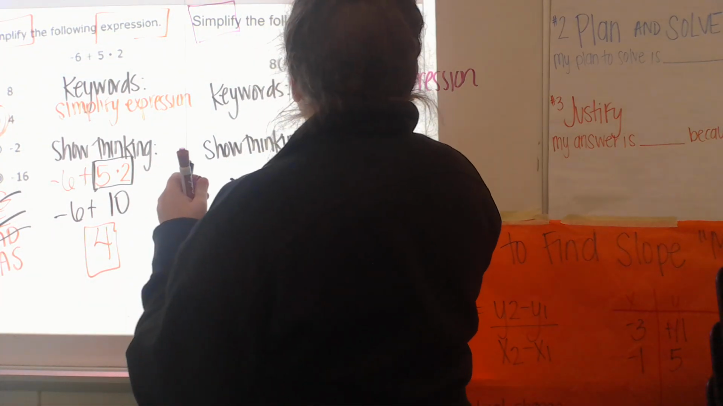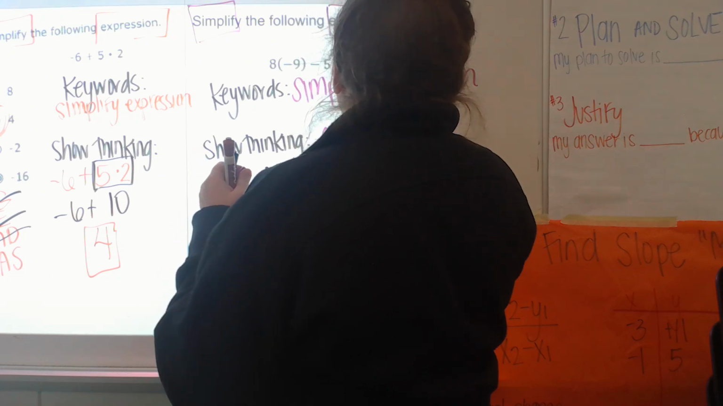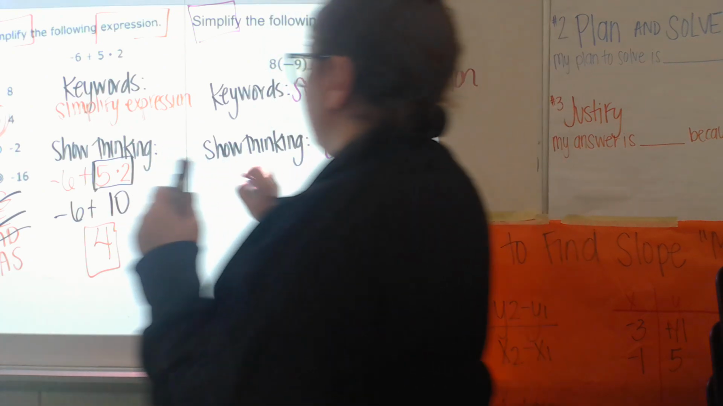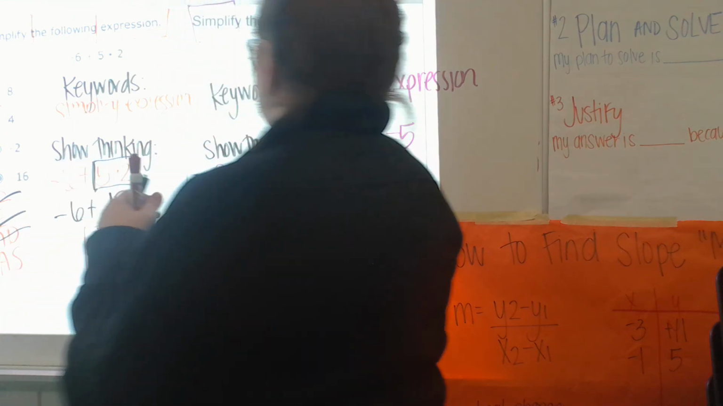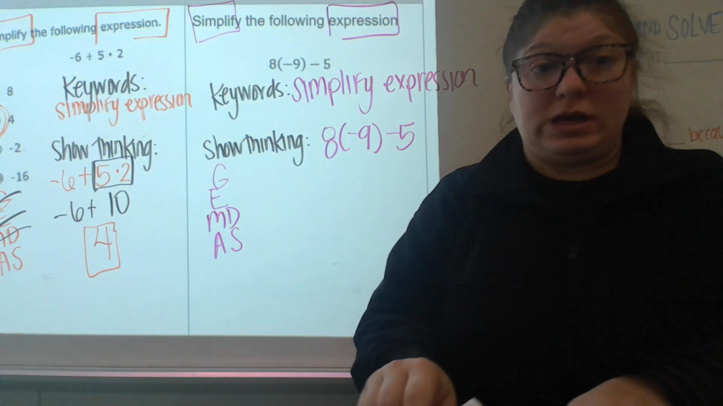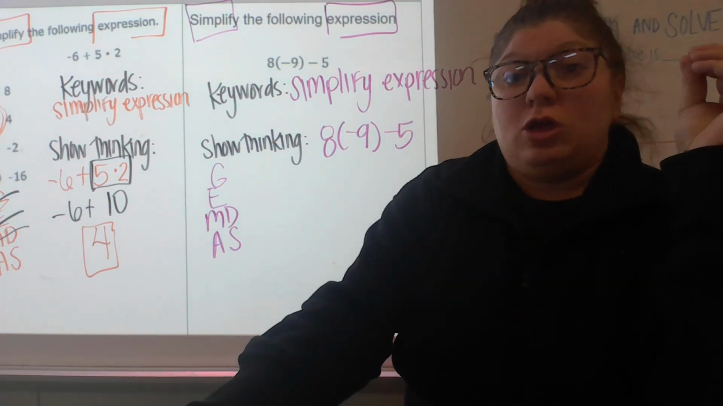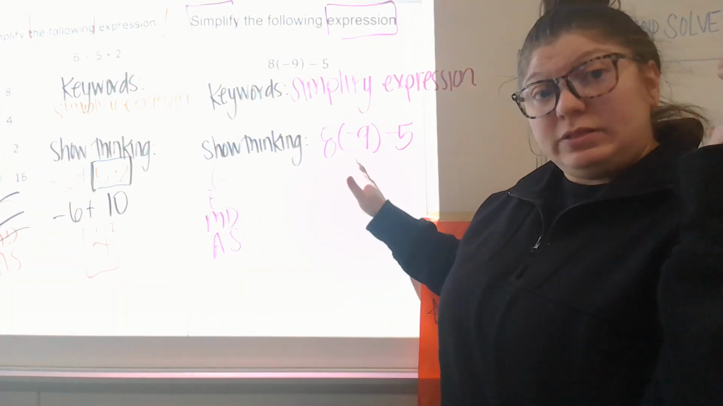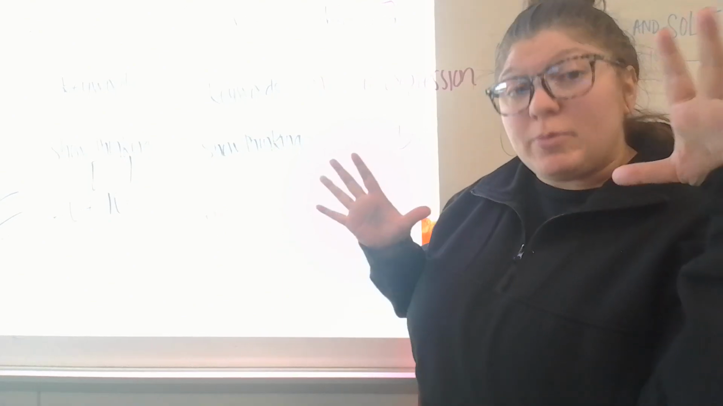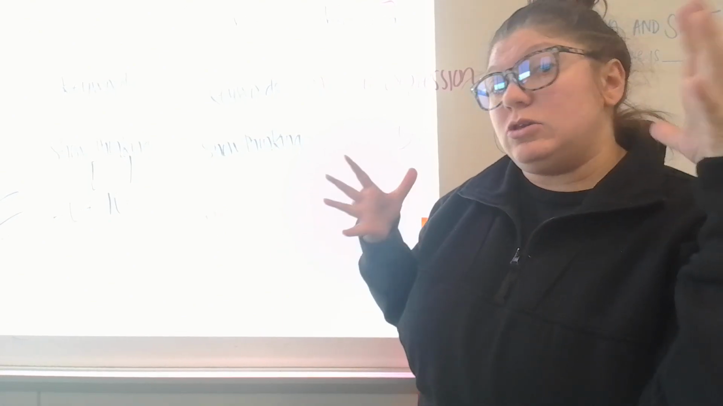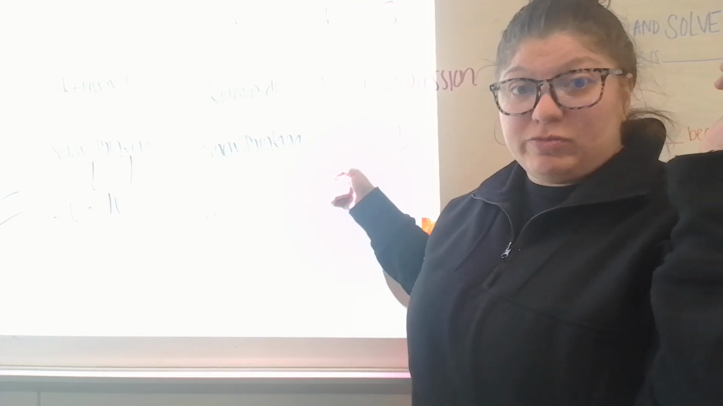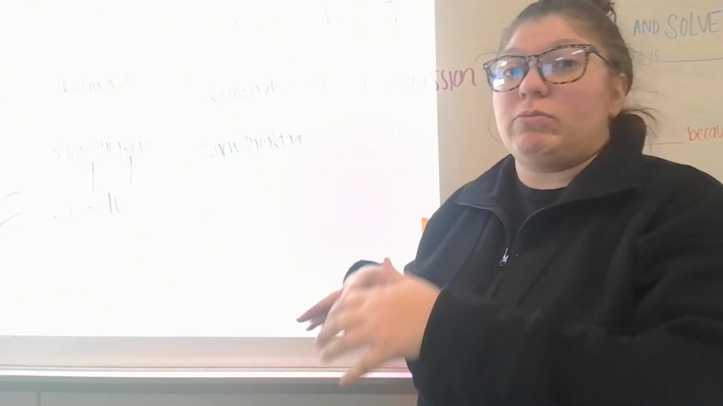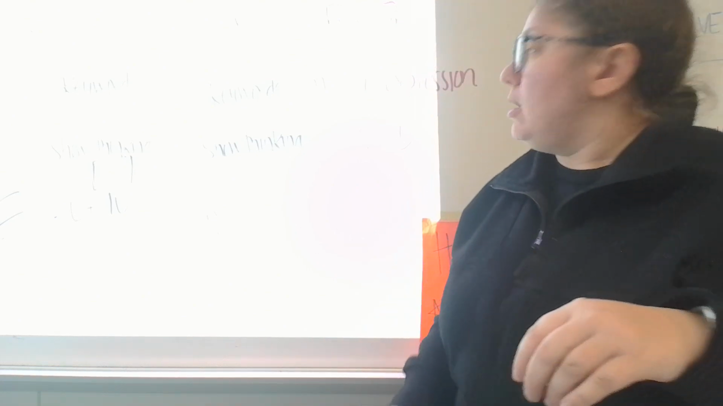8 times negative 9 minus 5. I have multiple operations, so I'm going to write GEMDAS. Okay, so there is something tricky. Yes, you have parentheses. However, there's no operation in your parentheses. It's not telling you to do something. All this is saying is that this is a multiplication problem. So I want to go ahead and rewrite it to make it look that way.